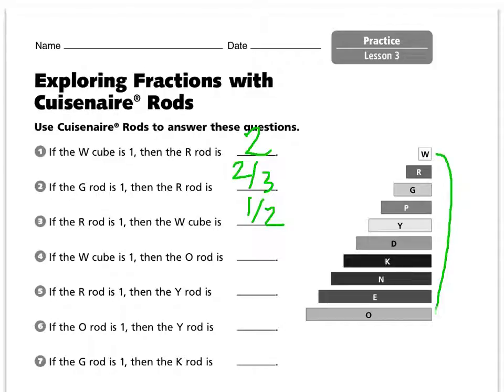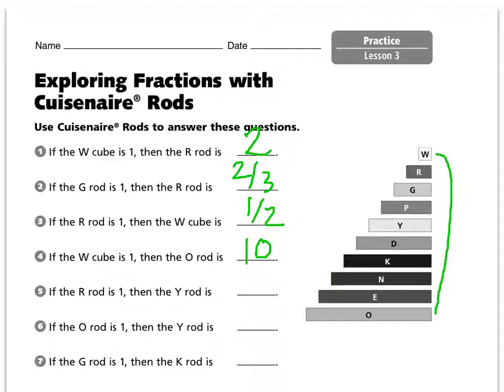So if you look down here, we need to figure out how many W's are in O. I can do that by looking at all of the rods. So W, there's 1, then there's 2 in R, 3 in G, 4 in P, 5 in Y, 6 in D, 7 in K, 8 in N, 9 in E, and 10 in O. So if there are 10 W's, that would be 10 ones, which would equal 10.